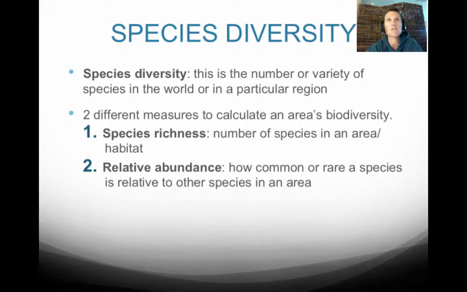It doesn't matter if there were 10 of frog A and 2 of frog B and only 1 of a salamander. It's still a species richness of 3 because there's 3 different kinds of species. Now, relative abundance is a different measurement. It takes into account species richness, but it also looks at how common or rare each of those species is relative to the other species in the area.